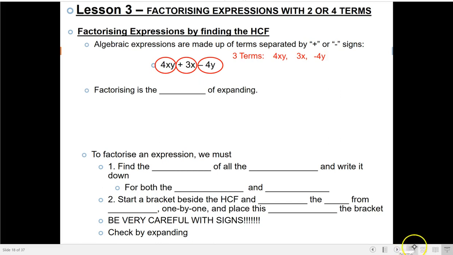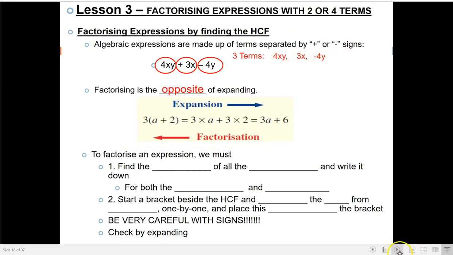Now, we also need to realize that factorizing is the opposite of expanding. So if I start with 3 times (3a plus 2), that is what's called a factorized expression. And I can expand that. I just multiply everything outside the bracket by everything inside the bracket. So I do 3 times a and 3 times 2, which gives me 3a plus 6. But then if I want to go back, that is called factorizing. So if I want to go from 3a plus 6 to 3 times (a plus 2), that is called factorizing.